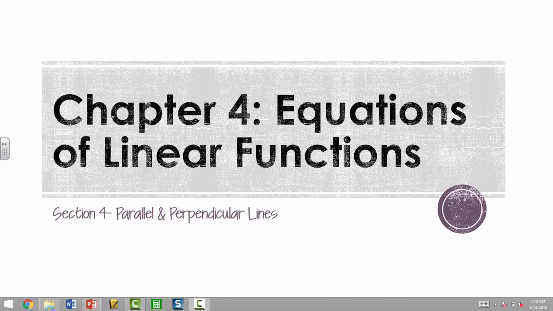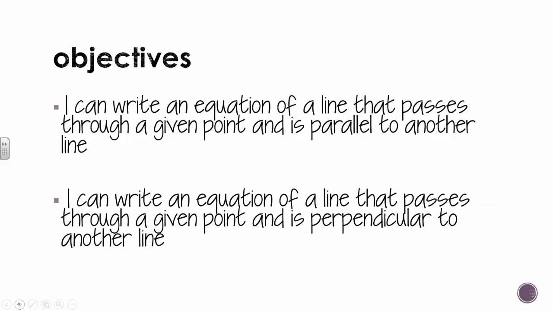In section 4, we're still going to be writing equations of lines, but this time we want these lines to be either parallel or perpendicular to other lines. So by the end of this lesson, you should be able to write an equation of a line that passes through a point and is parallel to another line, and then do the exact same thing: find the equation of a line that passes through a point and is perpendicular to another line.